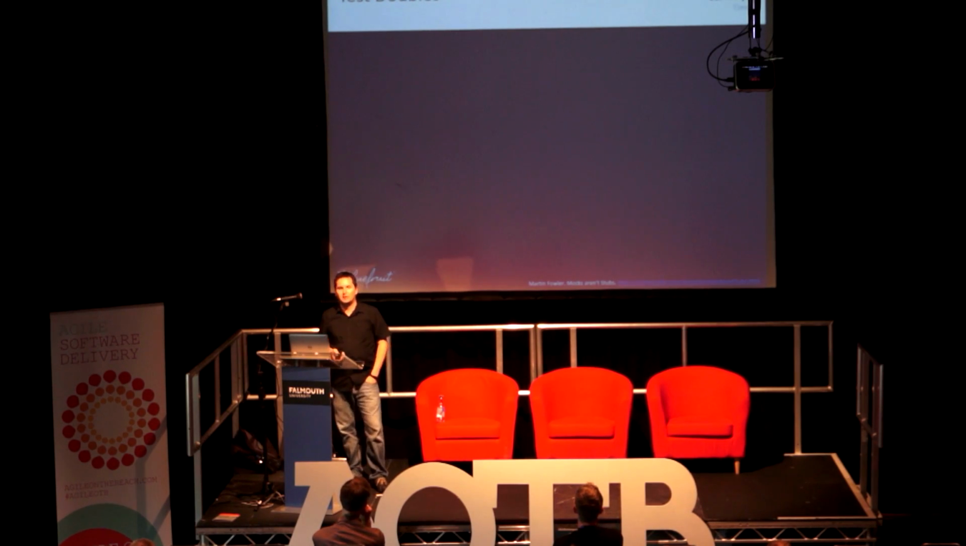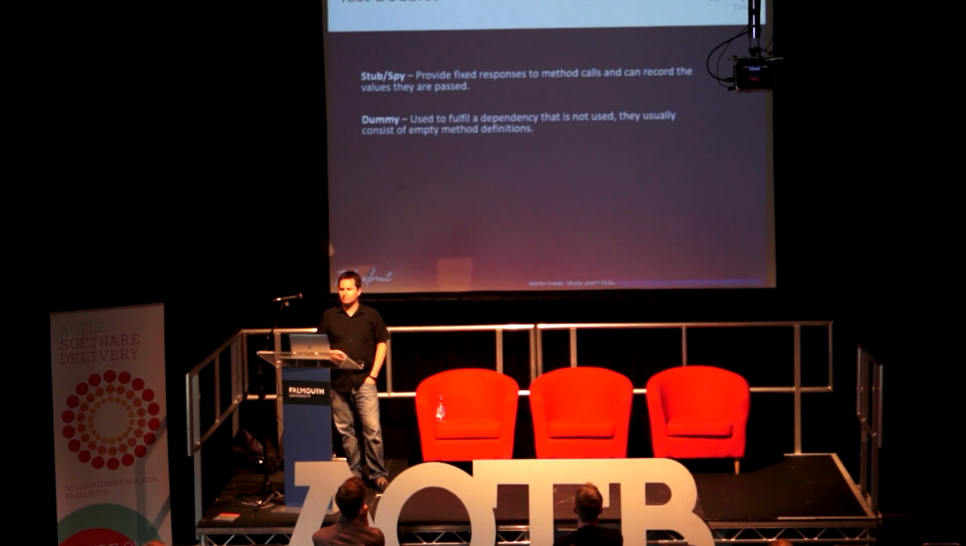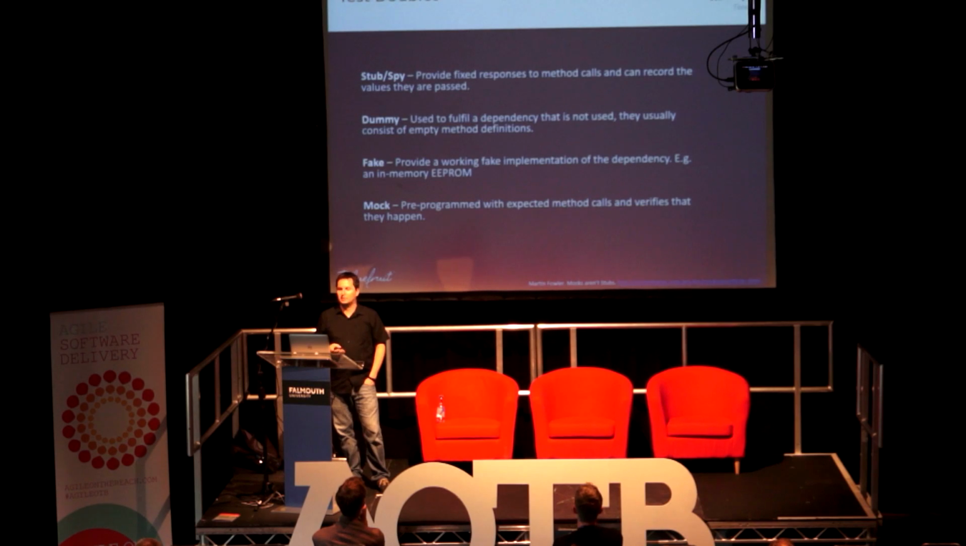The four most common types of test double we use are stubs or spies. These provide either fixed returns from methods, or they record what parameters were passed into a method. Dummies are there just to fulfill a dependency in order to create the system under test, so they're not actually used in the test. Fakes provide a working version of a dependency, but in a fake way, something like an in-memory EEPROM or an in-memory database. And the last test double we use is a mock. These are pre-programmed with expected behavior, defined by a set of expected method calls, and the mock verifies that those method calls actually happen.